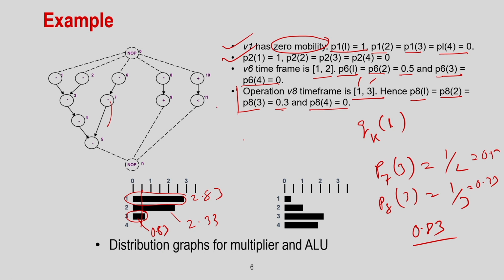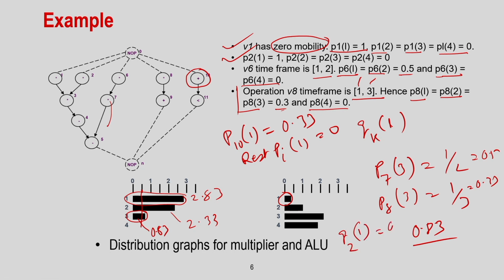Similarly, I can do this for addition, because this addition operation can schedule here, here or here. So only this operation can schedule in timestamp 1. That is why it is 0.33, because P10 of 1 is 0.33 and the rest, P i of 1, are 0. So all the other operations are 0. That means this is Q2, operator type 2, in timestamp 1, which is 0.33.